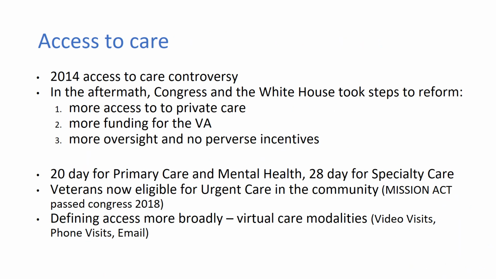In 2014, the VA was embroiled in a scandal about massive wait times with dire consequences. In the aftermath, Congress and the White House took steps to reform the VA. And the steps included more access to private care, more funding for the VA, and more oversight with less incentives.